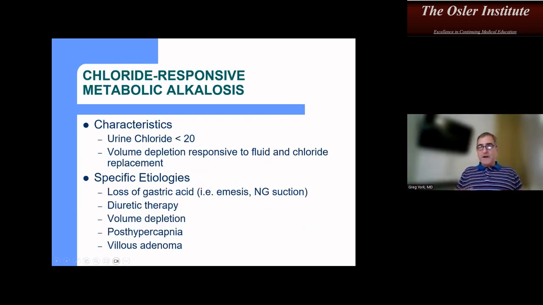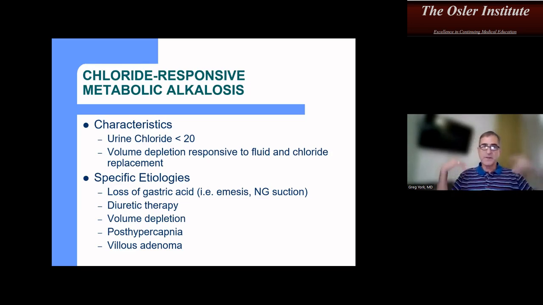So we define these as either chloride responsive or non-responsive. And that can help us determine the etiology of this metabolic alkalosis. If it's a chloride responsive metabolic alkalosis, that means the kidney's working the way it should work. Your urine chloride will be less than 20 when you provide chloride. And then we can say, well, there are specific etiologies associated with a chloride responsive metabolic alkalosis, like loss of gastric acid, volume depletion, villous adenomas, and we can look further for those types of things.